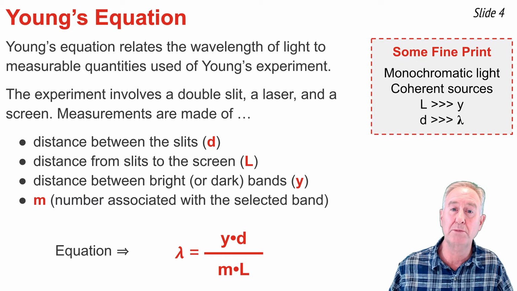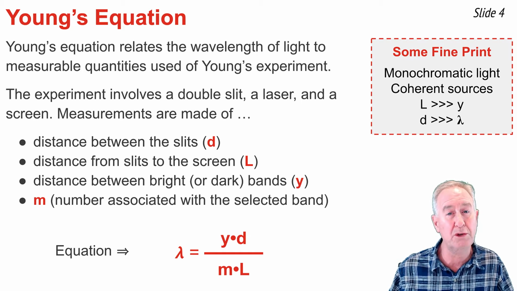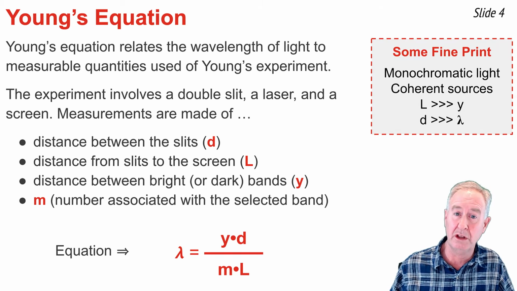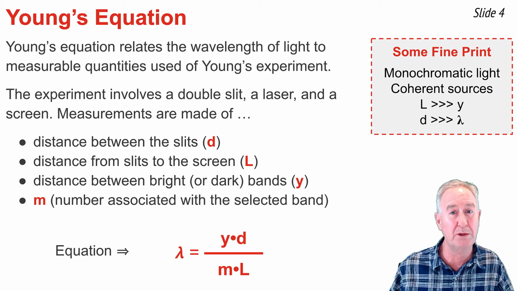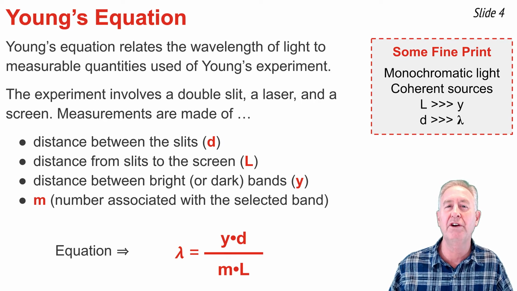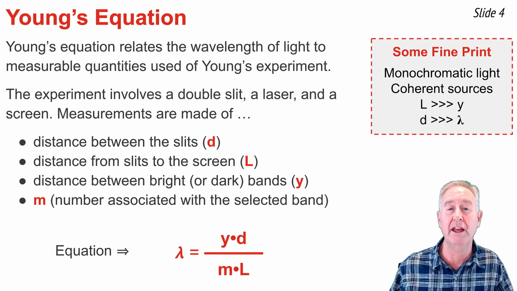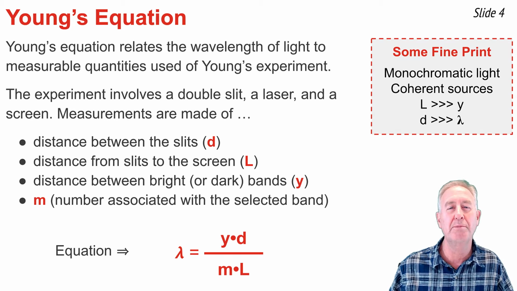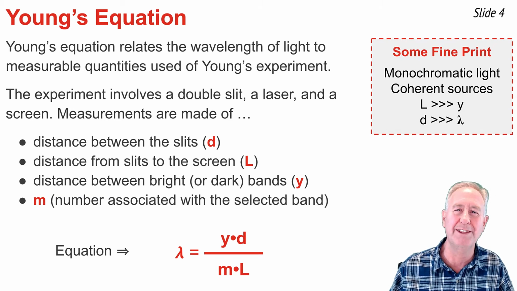Second, the sources must be coherent, producing crests at the same time as one another and producing troughs at the same time as one another. And shining a laser light upon two slits to form the two sources ensures that the sources are coherent. Third, the distance L must be much greater than the distance y. And finally, the separation distance between the slits must be much greater than the wavelength of light.